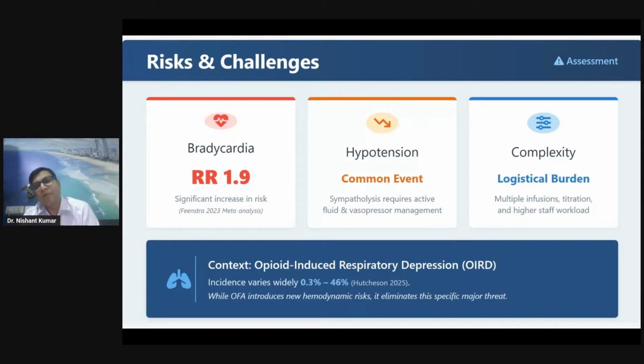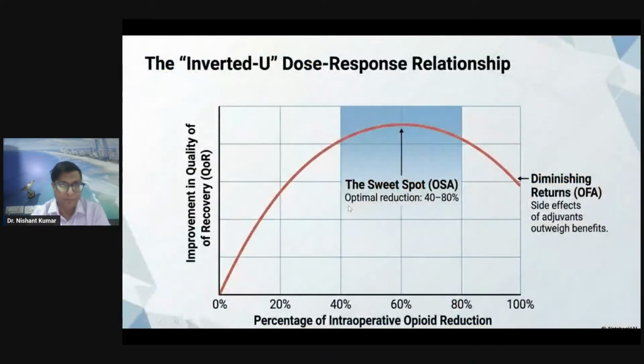Yes, it is a bit complex. It's a new thing. We have to learn new things. There are infusions, there are lines going in, but it does reduce the incidence of opioid-induced respiratory depression, which is as high as 0.3 to 46%. So this major threat is eliminated from the armamentarium.